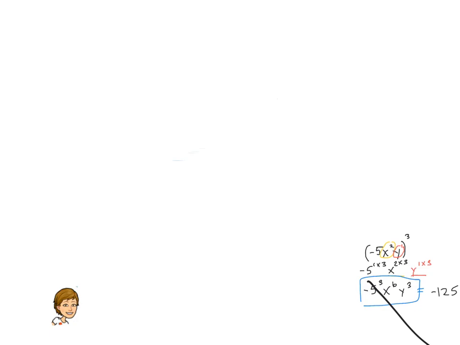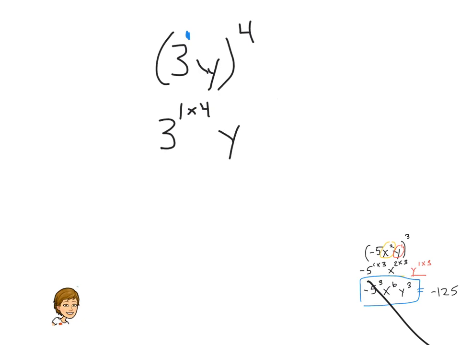So what if we have 3y to the 4th power? What we don't write is that there's a little 1 there, so this would be 3 to the 1 times 4. And this y here is my y to the 4th power, and we didn't write that there was a 1 on this too, so 1 times 4. So when I'm all said and done, this would be 3 to the 4th power, and then y to the 4th power.